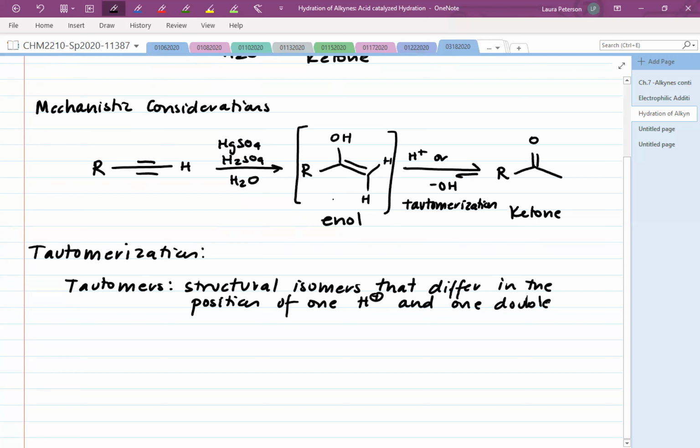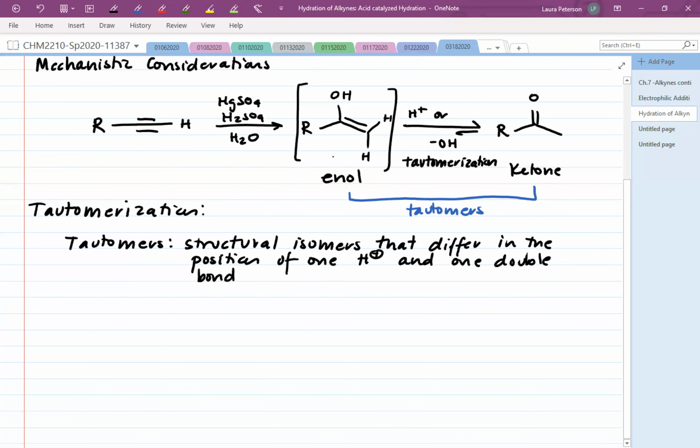This is one example of tautomers. Up here, the enol and the ketone form, these were known as tautomers. So specifically, the type of tautomerization that we are going to see in this reaction and the next reaction is called enol-keto or keto-enol tautomerization. Let me talk about that again a little bit more.